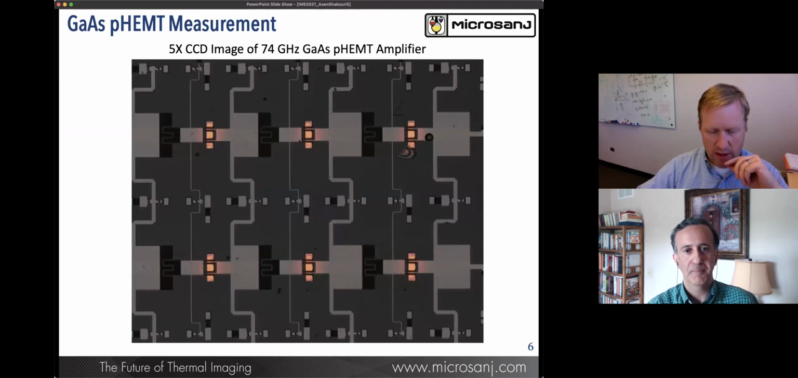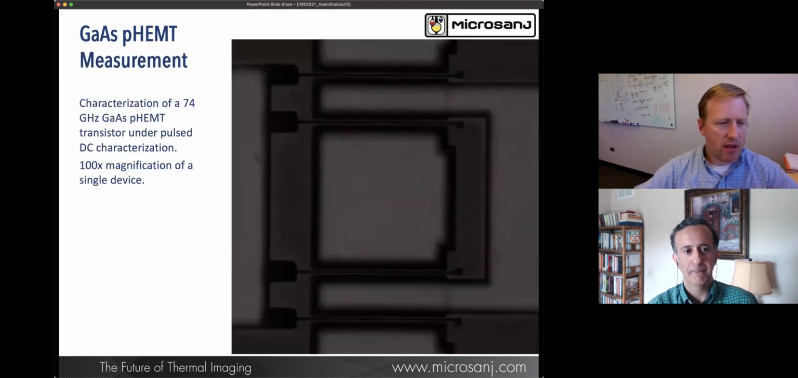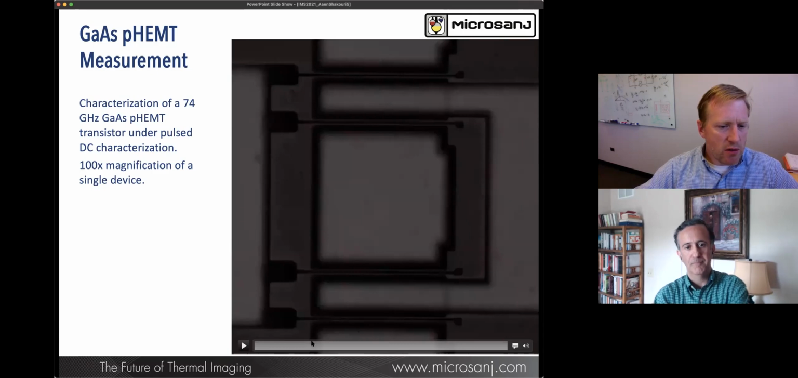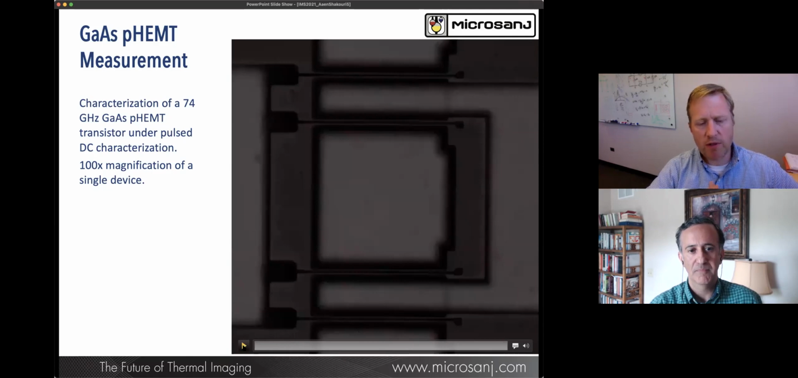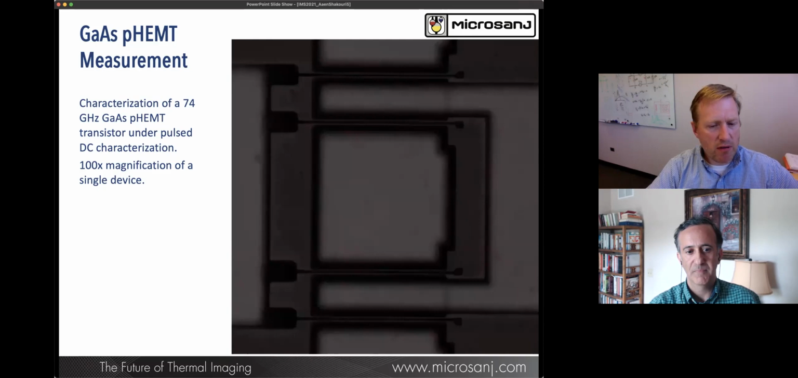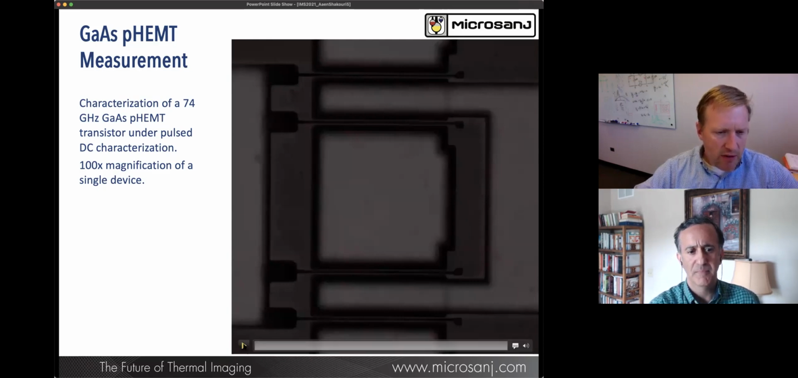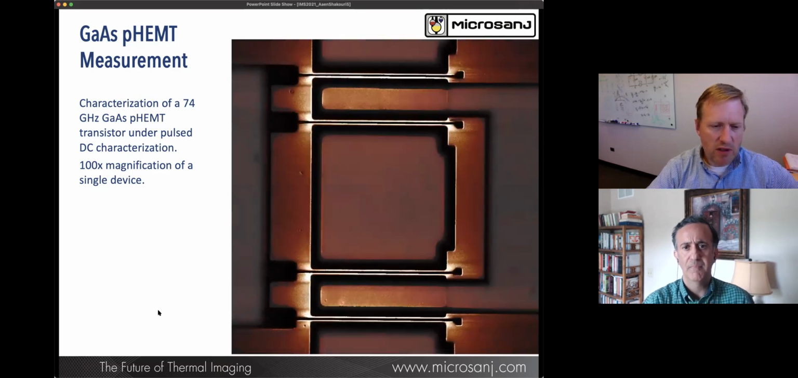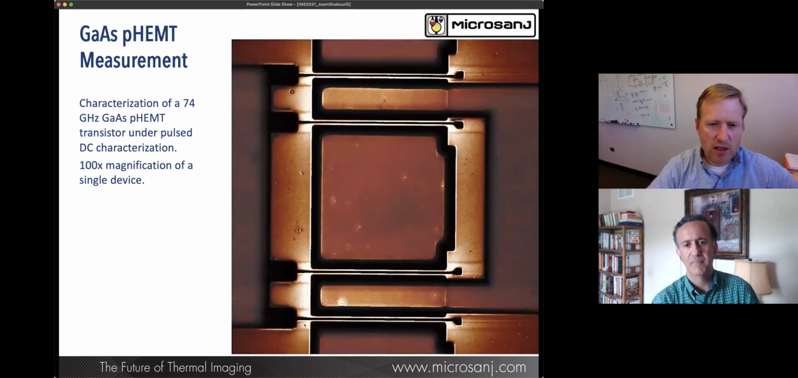And this is where we're going to get to see a lot of the really detailed heating. So at 100x magnification, we can view just a few of the fingers, and I'll play a movie here. We're able to go ahead and capture frame by frame with the measurement system. And what we can start to see now is how the device heats up over time, and the location of the heating.